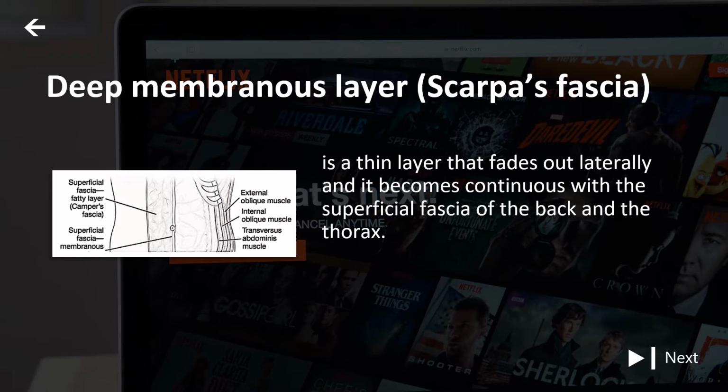In addition, in the scrotum, the fatty layer of the superficial fascia is represented as a thin layer of smooth muscle, and this smooth muscle is called the dartos muscle. And lastly, the membranous layer of the superficial fascia persists as a separate layer.